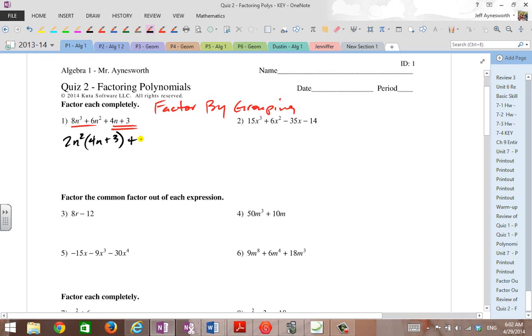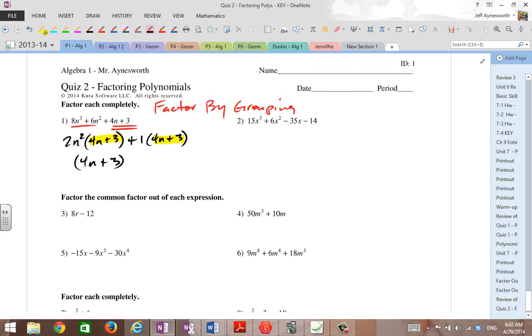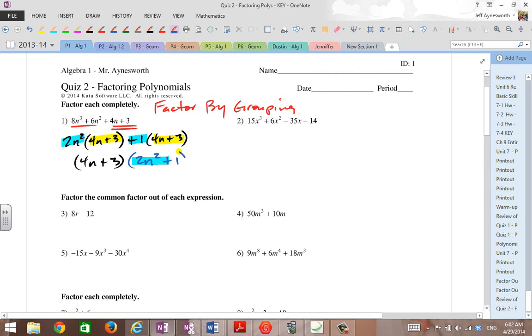So what I'm going to do is make it look like a group. I'm going to put the 4n plus 3 in parentheses here, and I'm going to put the 1 in front so you can see the coefficient. Notice right here that I have a binomial in common. That always happens in this technique. So I'm going to factor that out. So I've got a 4n plus 3 times my remaining terms, the 2n squared plus 1, and that goes right here in the second group. So I've got times 2n squared plus 1. You see that? Factor by grouping. If you have your notes out, look at them. It's a two-step procedure every single time.